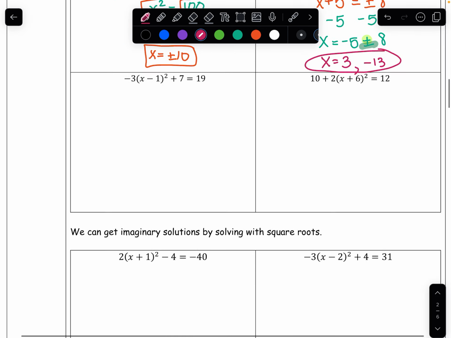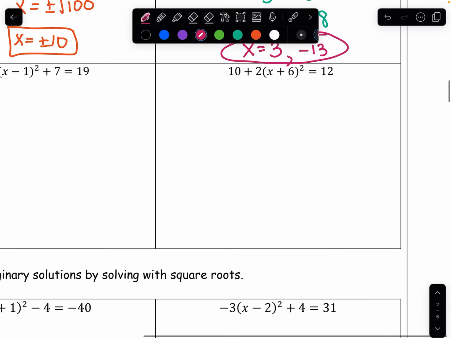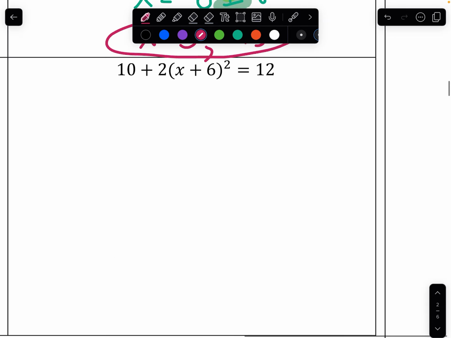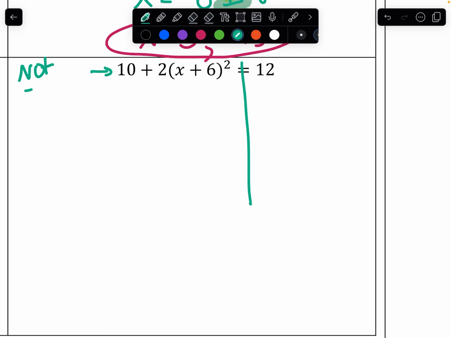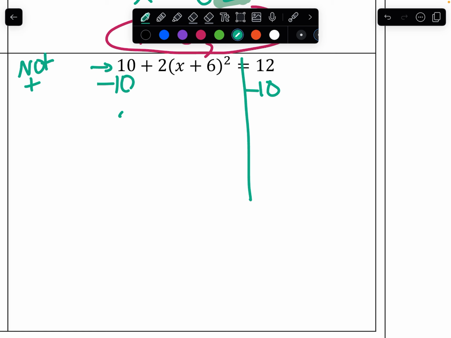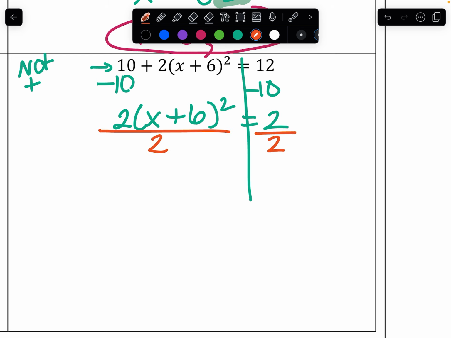Okay, I'm actually going to skip this problem for right now because it goes with our next piece. Let's go here. Okay, so there's a lot going on. Do not add. We first have to subtract 10. So we get 2 times x plus 6 squared equals 2. And then we divide both sides by 2, giving us x plus 6 squared equals 1.